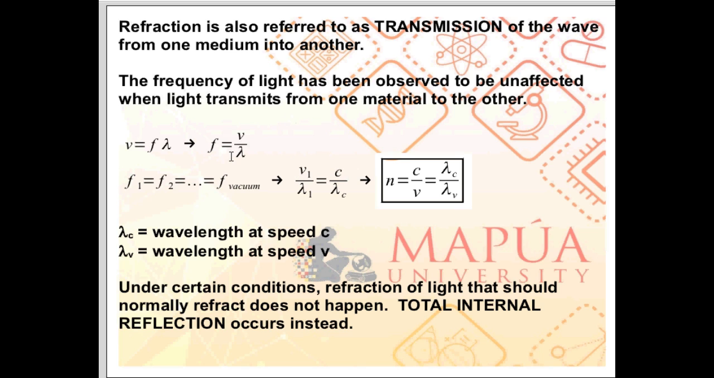Light is basically a periodic wave, so we can use the equation for the speed of a periodic wave. V is equal to F lambda. If we isolate F, F is equal to V over lambda. Since frequency is unaffected by the medium change, F1 is equal to F2 is equal to F3 and so on. Frequency in medium 1, frequency in medium 2, frequency in medium 3, and so on. Meaning, V1 over lambda 1 is equal to V2 over lambda 2 is equal to V3 over lambda 3 and so on.